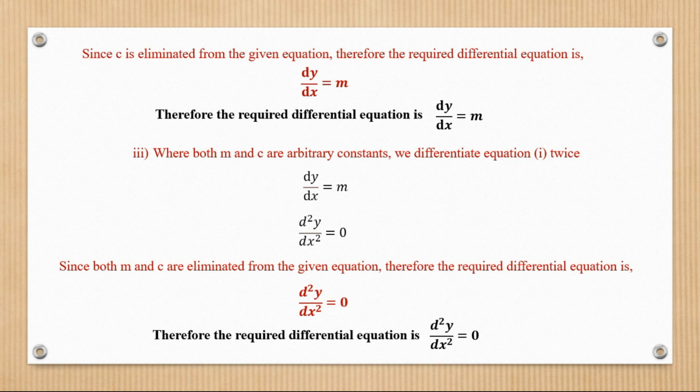Basically, this is how we deal with arbitrary constants in the most basic way. Now we'll understand further when we do other examples. Let's look at other examples.